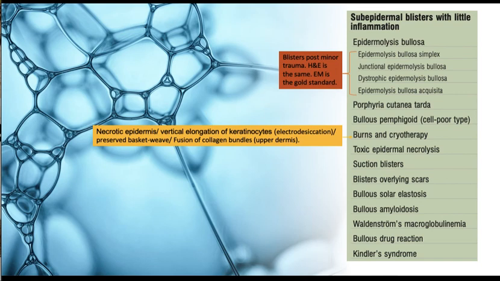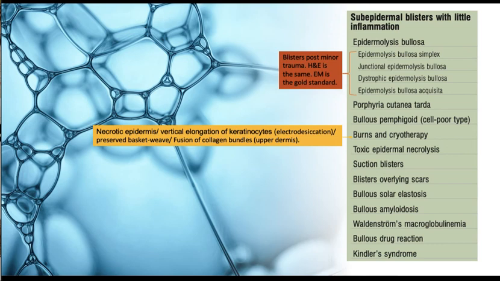And usually on H&E, you will not be able to tell the difference between all of them. But usually the gold standard diagnosis is the electron microscopy, and we will mention those in a little bit. Porphyria cutanea tarda is very common and also is easy to make diagnosis if you have the suspicion clinically.